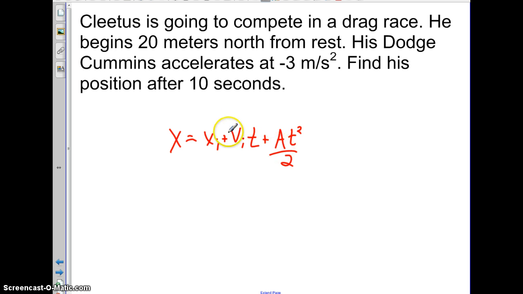And so you've got to figure out these components, right? So you have your initial displacement. The initial displacement tells me here is 20 meters north. Again, that's a vector, so I'm going to put positive 20.